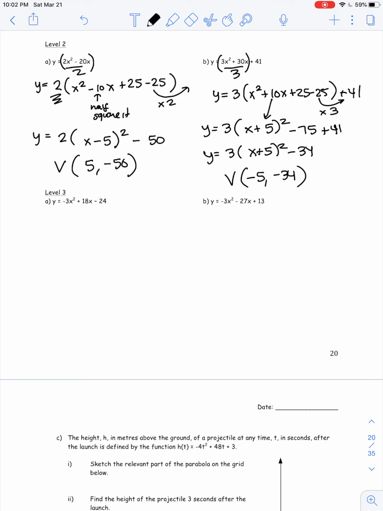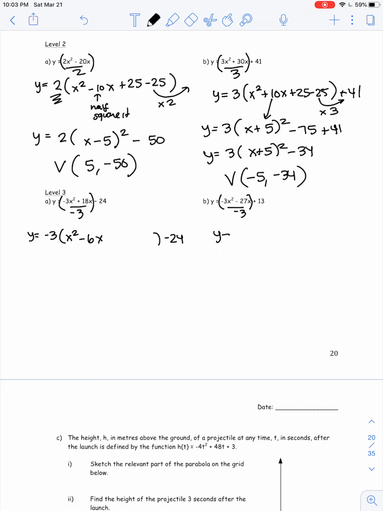Level 3 questions. Now we have this negative sign that we have to be careful about. So again, for both of them, we're going to put brackets around our x values. We're going to divide them both by -3. So we have y equals -3 in front as your a value. Inside, you're going to have x squared minus 18 divided by -3 is -6x. We're going to leave some space, and we're going to subtract 24.